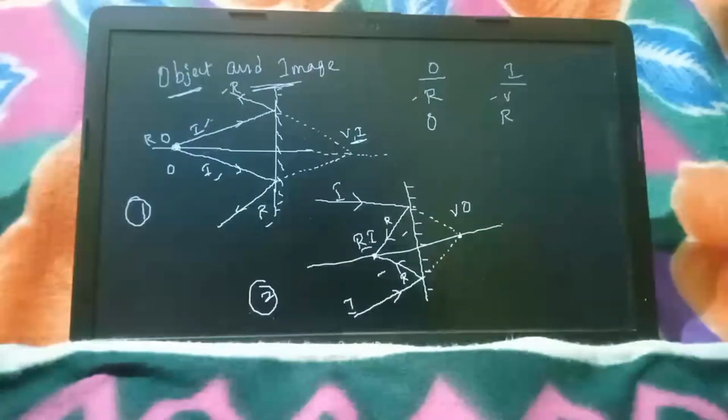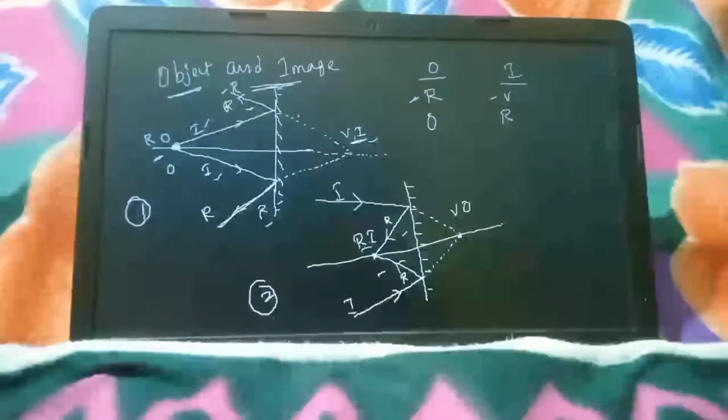In this case, you can see the object is real. What is the image? Image is virtual because the reflected light rays are being extended. Those light rays are meeting at one point on the principal axis. That's why that is called a virtual image.